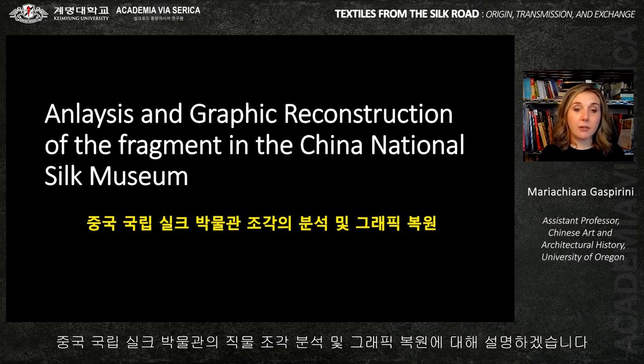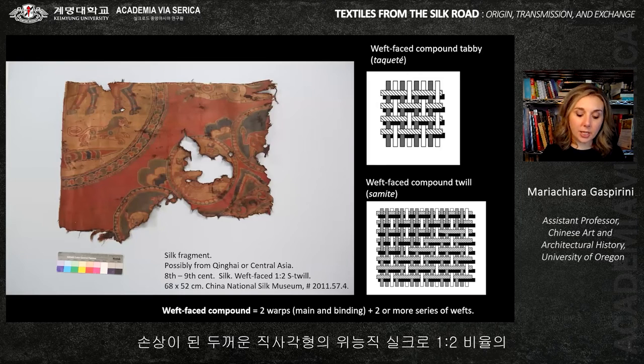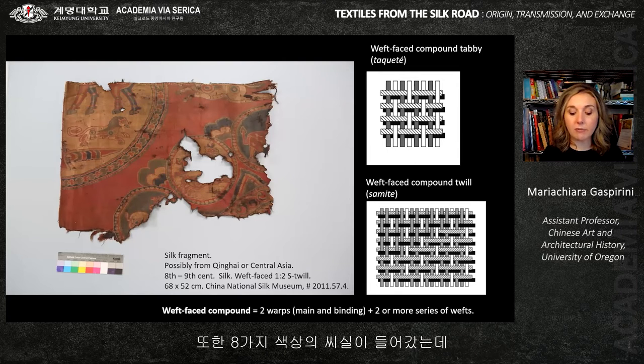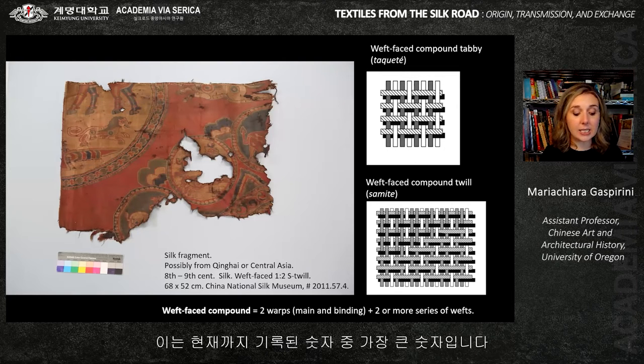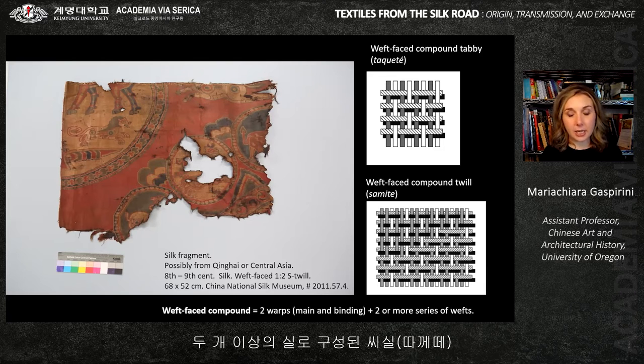Regarding the analysis and graphic reconstruction, the fragment in the China National Silk Museum appeared as a damaged, thick, rectangular silk weft-faced compound 1-2 S-twill with Z-twist warps and with 8 weft colors throughout, which is the highest number documented to date. A weft-faced textile is made with a main warp, a binding warp, and a weft composed of 2 or more series of threads that can be woven in tabby, also known as plain weave, or twill, also known as samite.